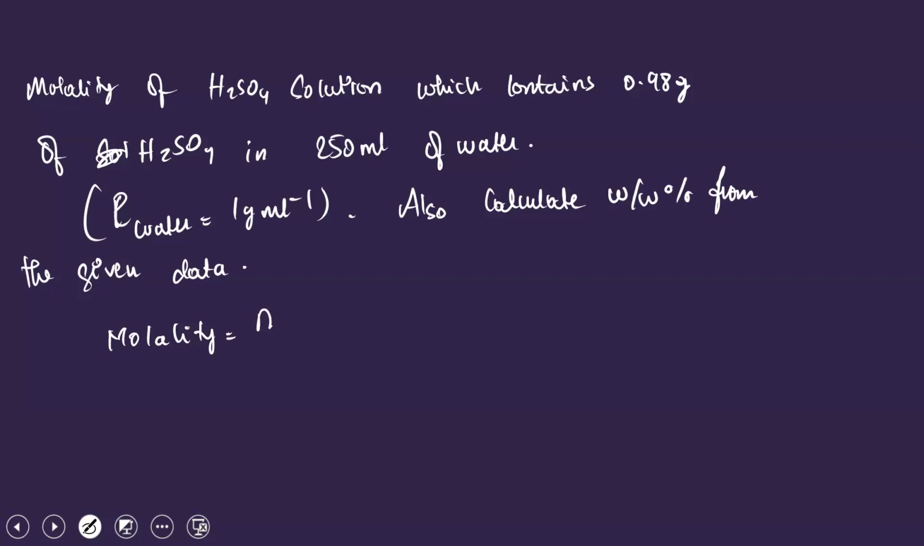Number of moles of solute into 1000, divided by mass of solvent in grams. Good. அப்படி இருந்தா numeratorல into 1000, because solvent ஓடது kilo milliliter na numerator. இப்போ நம்ம number of moles of solute கண்டுபிடிக்கணும்.